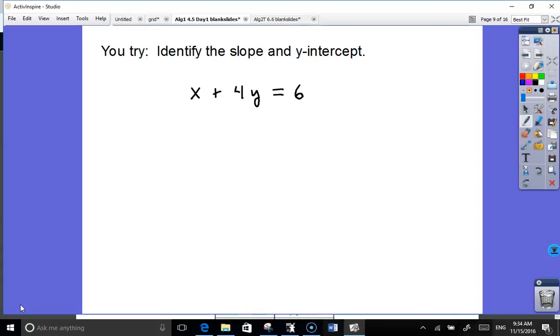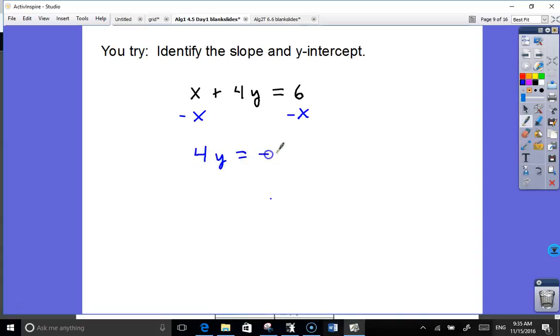I got it. What'd you get? 3/2, right? So remember, one way or the other, you're isolating the y on the left. So you subtract x from both sides, or you just move the x, right? If it's positive on the left, it should be negative on the right.